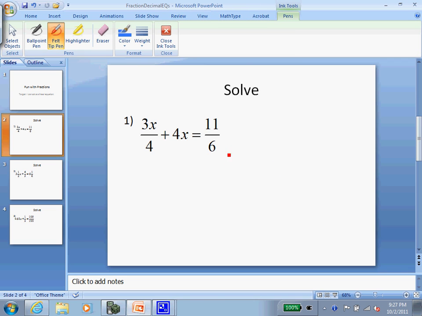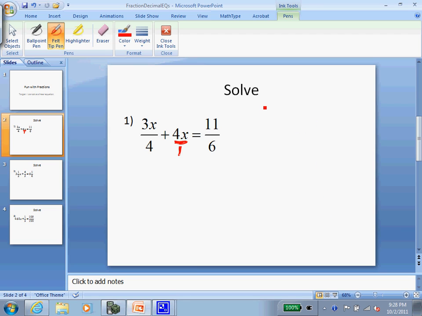And the first equation we're going to solve is 3x over 4 plus 4x equals 11/6. So the key to working with fractions, especially when we have addition and subtraction, is we need to find a common denominator. If the denominators are the same, then we can add the fractions. So in order to do that, we need to find the least common multiple of our denominators. And we have this 4x in the middle that doesn't have a denominator, so we're going to pretend that it has a denominator of 1.